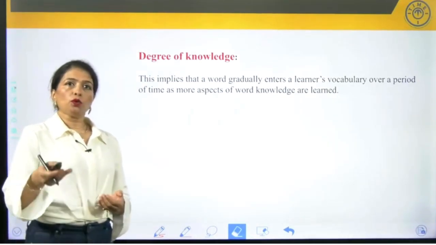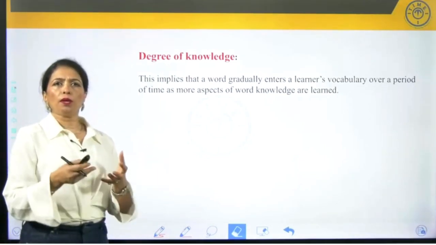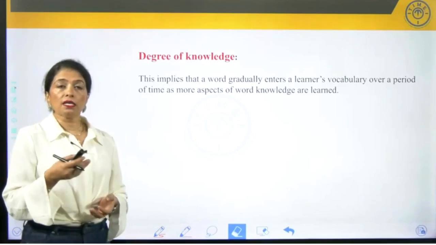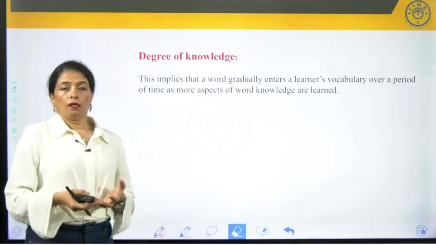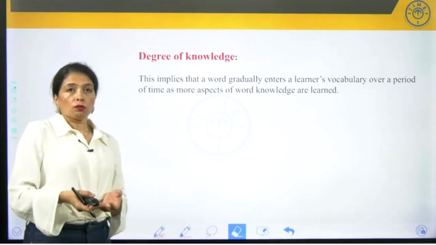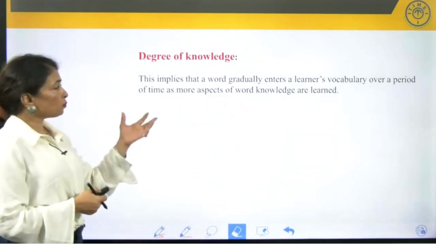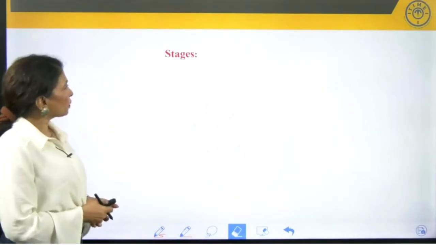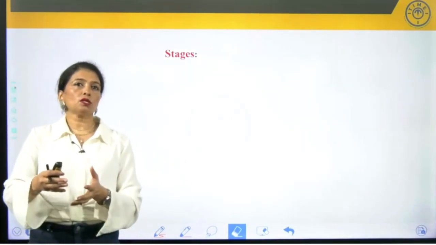As we keep growing up, we keep interacting with people, we come across so many resources that help us enhance that word power, and that then keeps pushing us up to various levels, and this is what degree of knowledge means. So, after all this, we come across several stages.